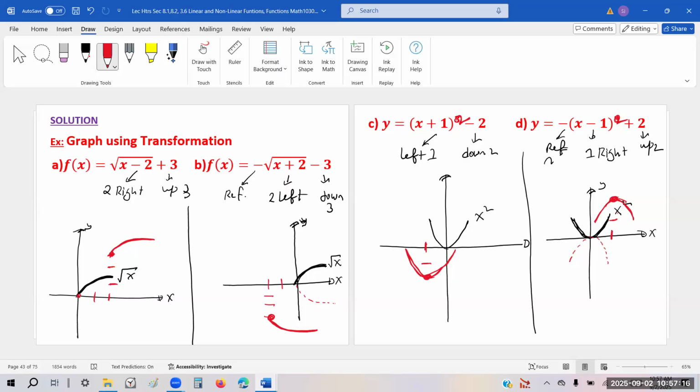Change my square from here. The black one is the original square. You reflect, go 1 right, 1 up, 2 up. 1 right, 2 up. And then draw the reflection of the original one upside down.